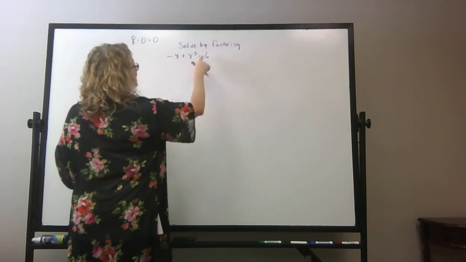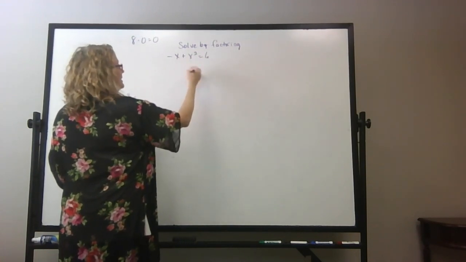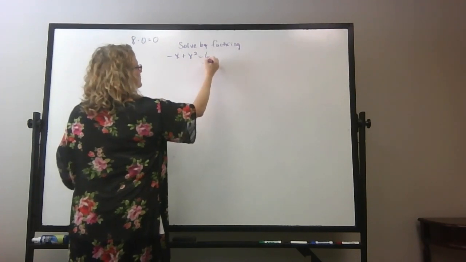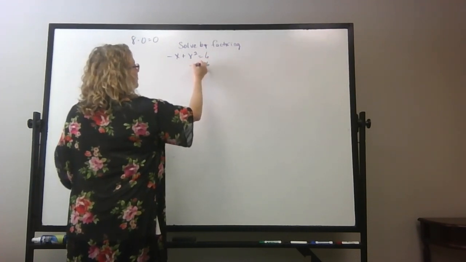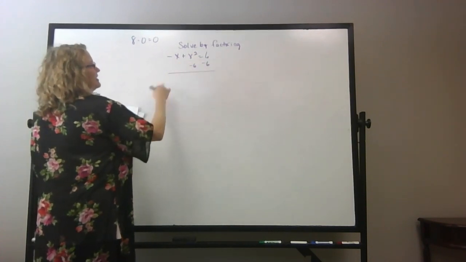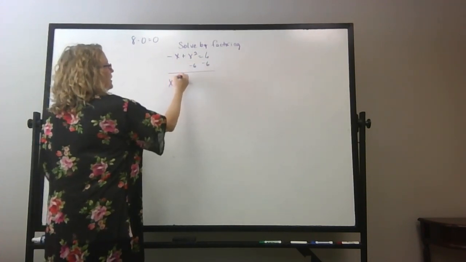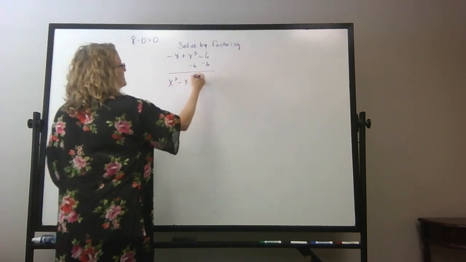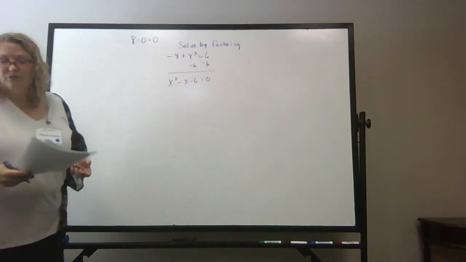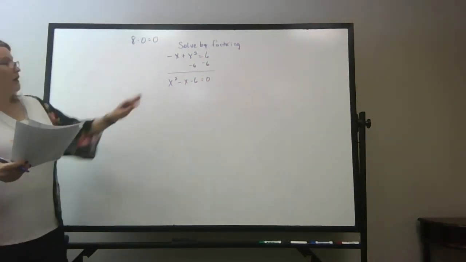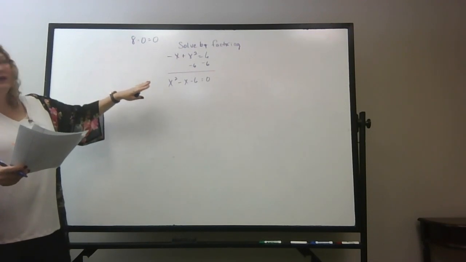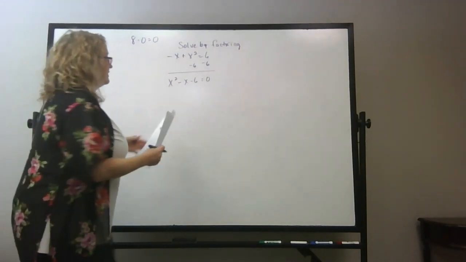So what I'm going to do is take this whole thing and set it equal to 0. So my 6 is going to come back over. Okay, so I'm going to subtract 6 from both sides. I'm also going to rewrite this so my x squared is at the beginning. So I wind up with x squared minus x minus 6 equals 0. Okay, so you see what I did? I wound up moving the 6 over to this side and set the whole thing equal to 0. All right, now I'm going to factor this.